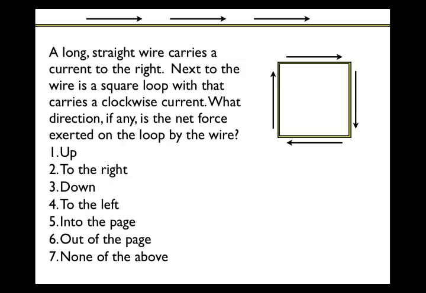So a conceptual question involving a current-carrying wire scenario, and then we'll do a calculation with the same scenario, putting some numbers in here. But we have a long straight wire that carries a current to the right. Next to the wire we have this square loop that carries a clockwise current. You would obviously have to have some sort of power supply somewhere around this loop, but it's not shown. What direction, if any, is the net force exerted on the loop by the wire?